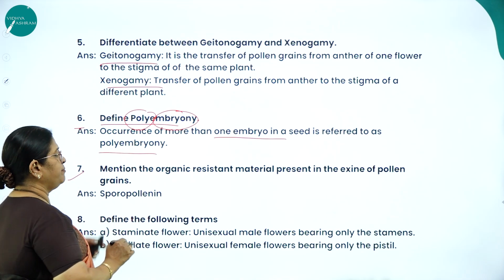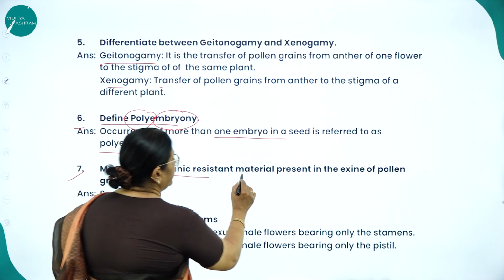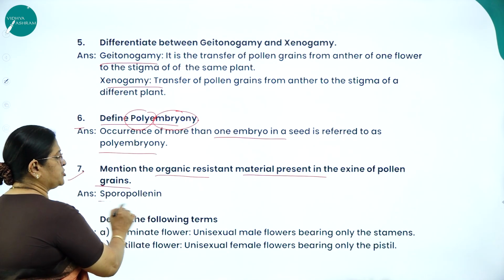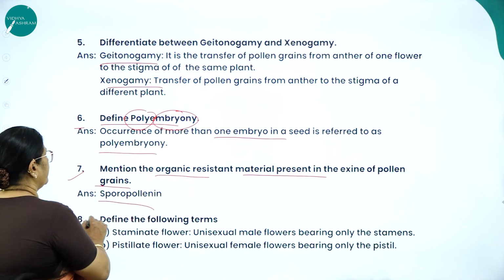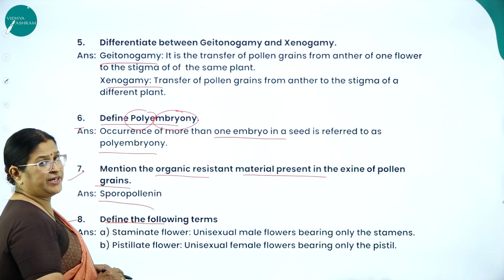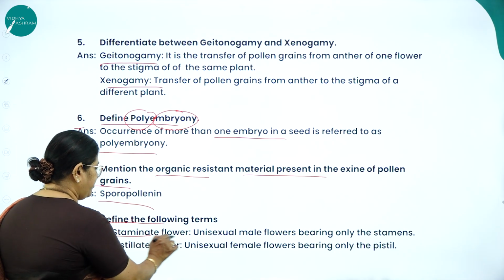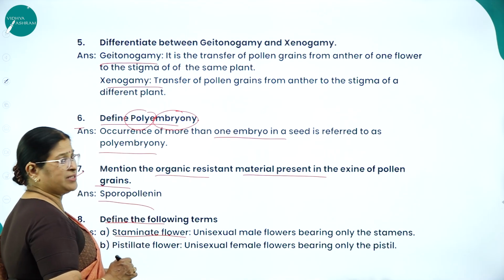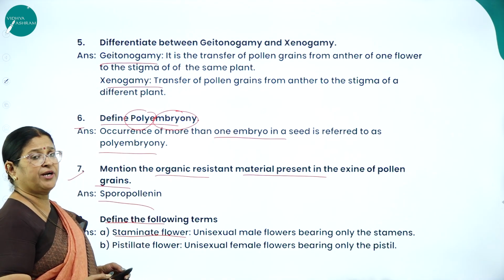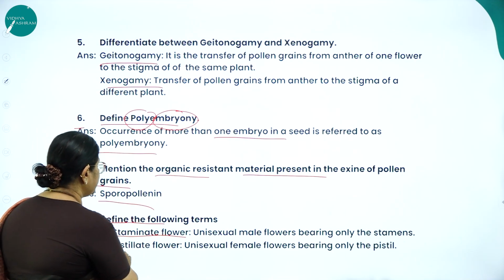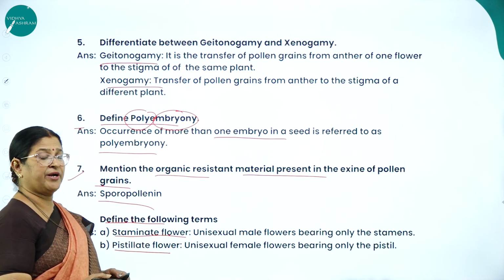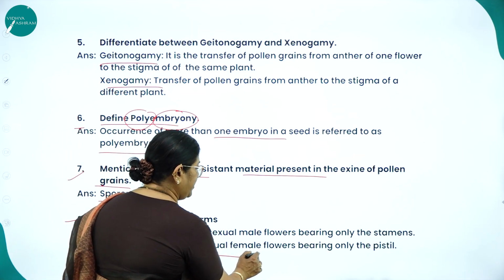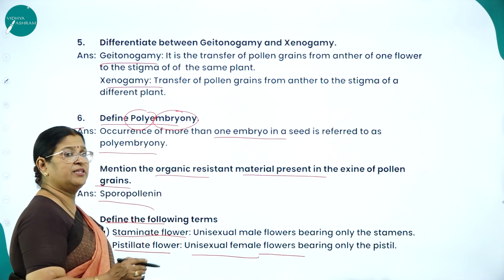Question number 7. Mention the organic resistant material present in the exine of pollen grains, that is sporopollen. Question number 8. Define the following terms. Staminate flower. Unisexual male flowers bearing only the stamen. Stamen is the male reproductive part of a flower. Pistil, as we know, is the female reproductive part of a flower. That is, unisexual female flowers bearing only the pistil.